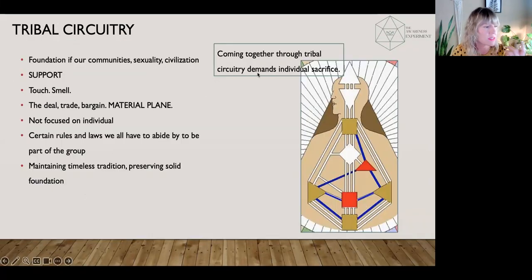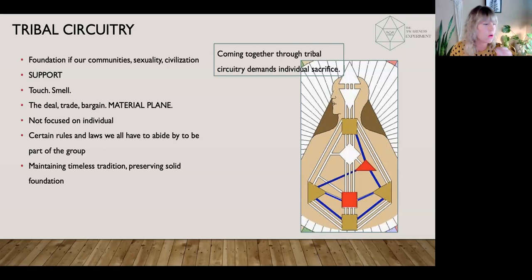This is just another point: coming together through tribal circuitry does demand individual sacrifice. It doesn't mean it's not correct. It doesn't mean somebody who's an individual should not be in a tribe, a family, or a smaller community. It doesn't mean that at all. It's all differentiated, and this is just the mechanical information. Then we find in our own personal experimentation how that shows up, where it's true for me, and what tribes are correct and what aren't.